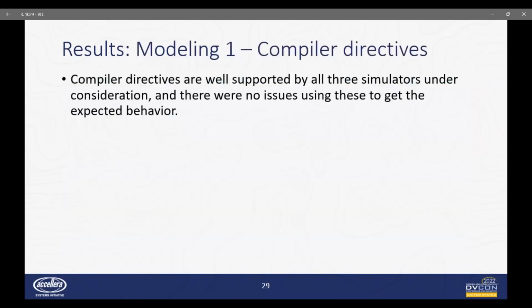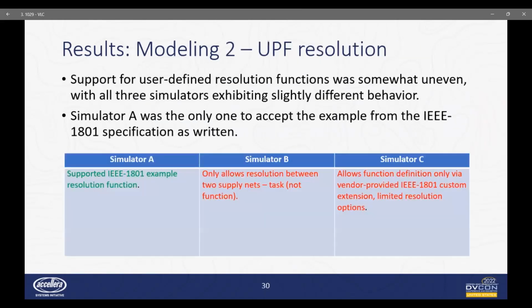Now let's review the results of the modeling test cases. The first approach, using compiler directives to change port direction, was well supported by all three simulators as expected. The second modeling approach, using UPF resolution functions, was supported but somewhat unevenly. Only simulator A supported the IEEE 1801 example resolution function as written.